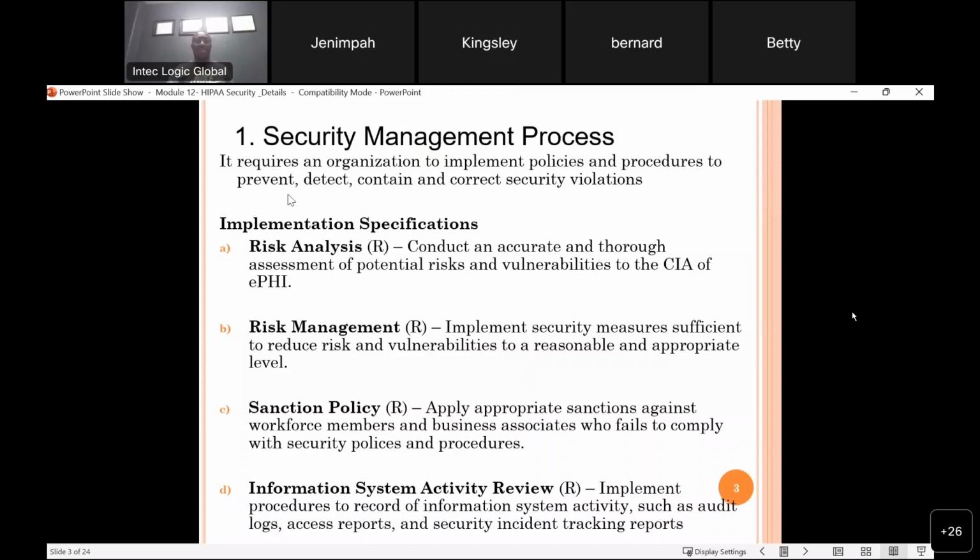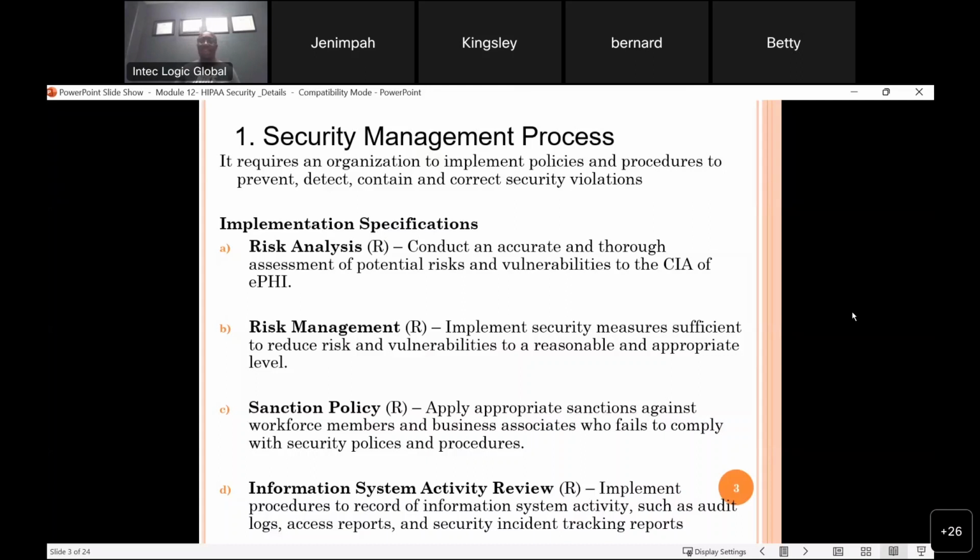Very good. So it requires an organization to implement policies and procedures to prevent, detect, contain, and correct security violations, right? So remember, administrative is about policies and procedures, to prevent, detect, contain, and correct violations. So implementation specifications. So when you see R, it means what? It means Required. Very good. Thank you.